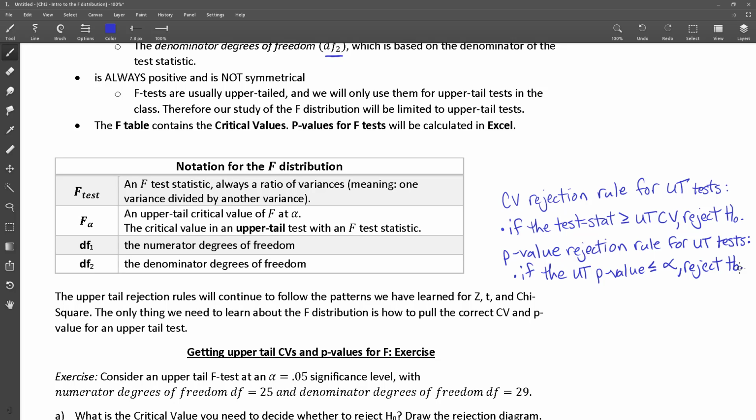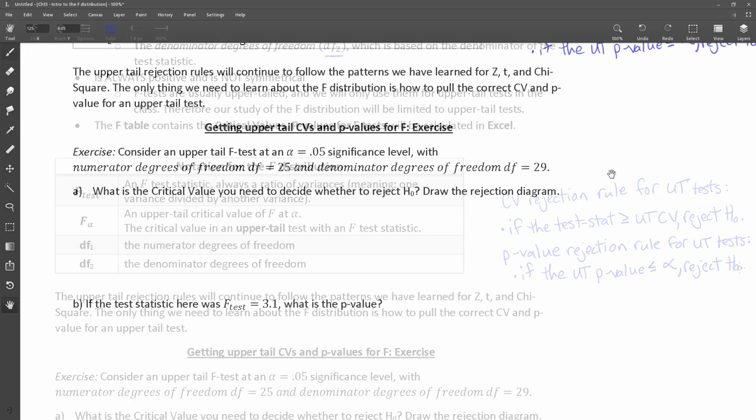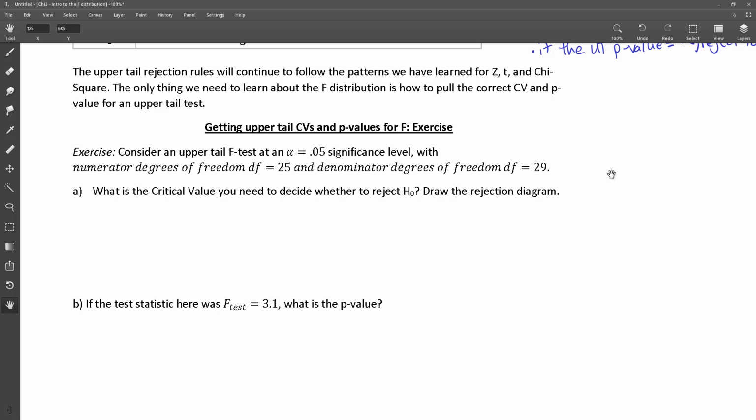So in this way, we are going to expand or continue applying this to the F distribution, where our rejection rule for upper tail tests will be: if the F test statistic is greater than or equal to the F upper tail critical value, reject H0. Our p-value rejection rule will be: if the F upper tail p-value is less than or equal to alpha, we reject H0. So how do we get upper tail critical values and p-values for F? Critical values are going to come from the F table, and p-values are going to come from Excel.